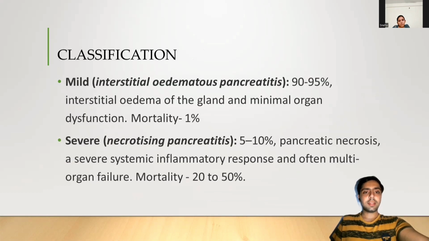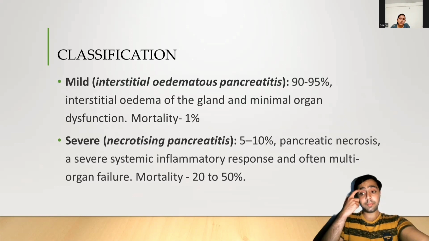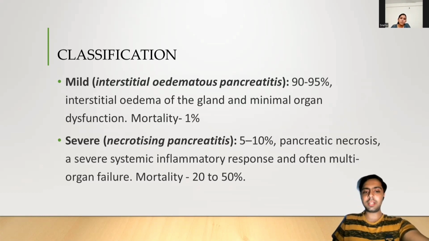Moving on, classification. There is one more classification, the Atlanta classification, which I will discuss later. But in short, there are two classes. There is one classification here, that is mild and severe. In case of mild, there is only edema present, and there is minimal organ damage, and mortality is only 1%. Whereas in severe, we have 5 to 10% mortality, and necrosis will happen in this case, causing SIRS and multi-organ failure. Here, the mortality is 20 to 50%.